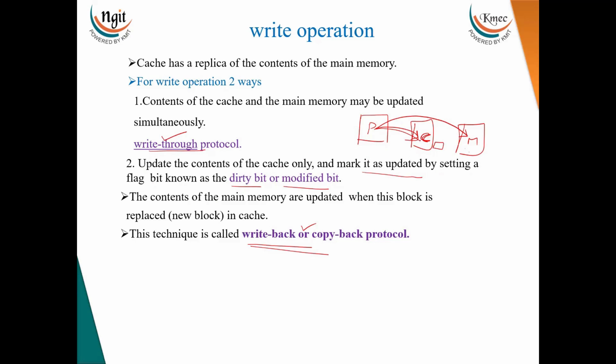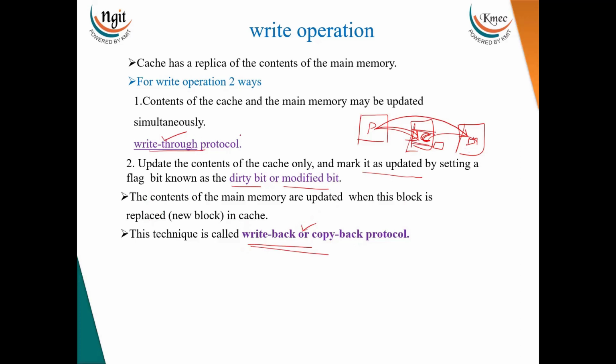When a new block needs to be copied into the cache memory and it replaces this block, then before replacing, that block is updated into the main memory, and then the new block is placed into the cache memory. So the content of the main memory is updated when the block is replaced in the cache. This is called the write back or copy back protocol.